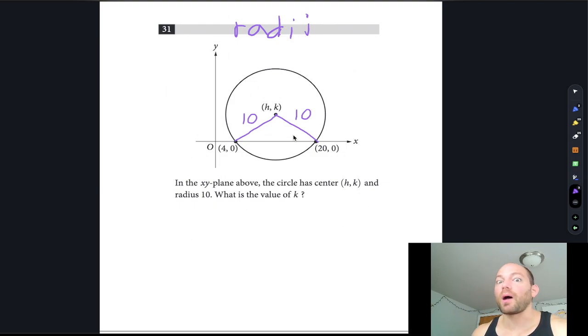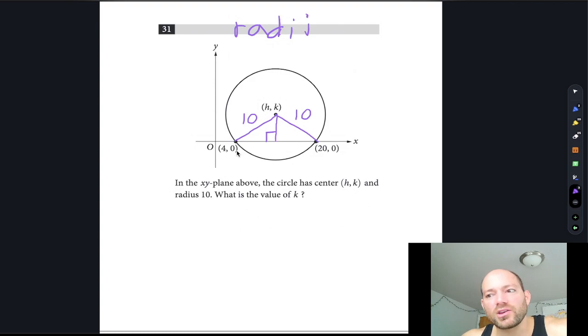So if you have an opportunity to make a right triangle, especially a relevant right triangle like here, since you're trying to solve for K, that's like the vertical distance there from the center to the x-axis. Look at that. I drew a line straight down. Now I have a right triangle. Well, I have two right triangles, but let's just focus on one, okay? All right.